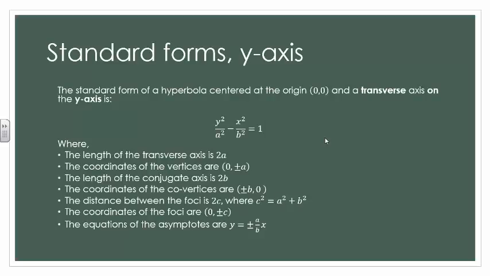Similarly, the standard form of a hyperbola centered at the origin, the point (0, 0), with a transverse axis on the y-axis is y squared over a squared minus x squared over b squared equals 1. Notice that the x and y have changed places. Additionally, we notice maybe a few differences. Here, we have coordinates of the vertices (0, plus or minus a), coordinates of the covertices (plus or minus b, 0), coordinates of the foci (0, plus or minus c), and the equation of the asymptotes y equals positive or negative a over b times x.